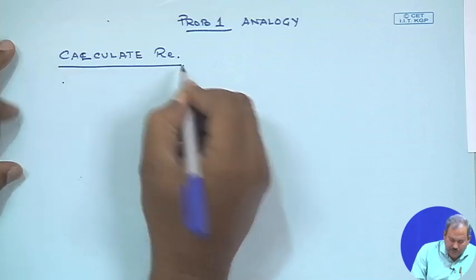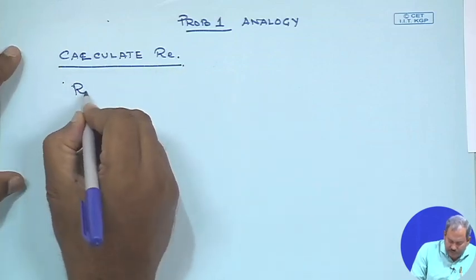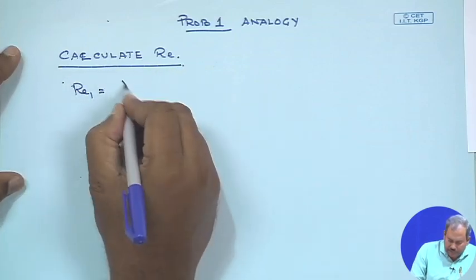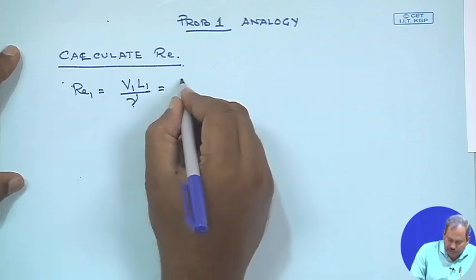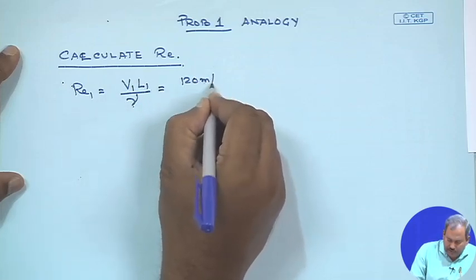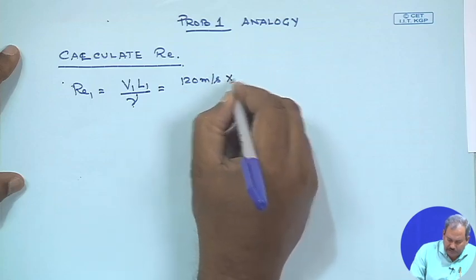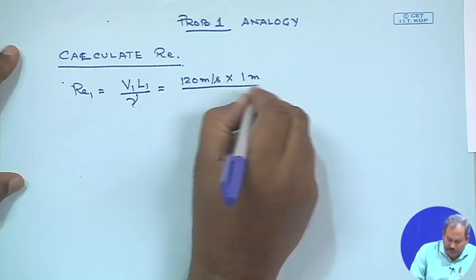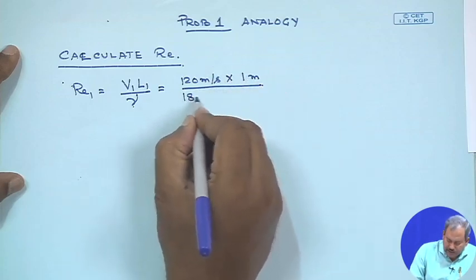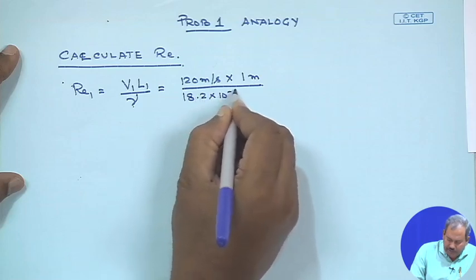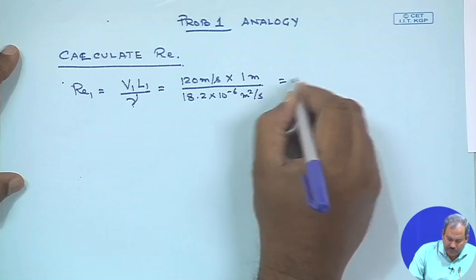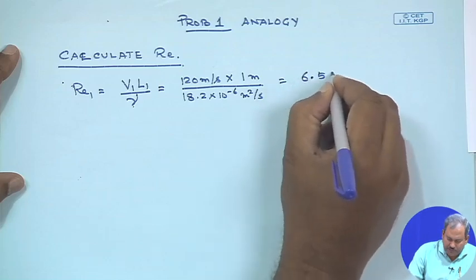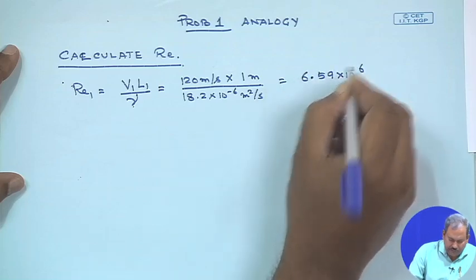The first step is to calculate the Reynolds number. So, what is the Reynolds number for the case of 1? Velocity 120 meter per second, where we have the heat transfer taking place, 1 meter is the length, and the kinematic viscosity nu has been provided in the problem to be this much meter square per second. So, it is 6.59 into 10 to the power 6.